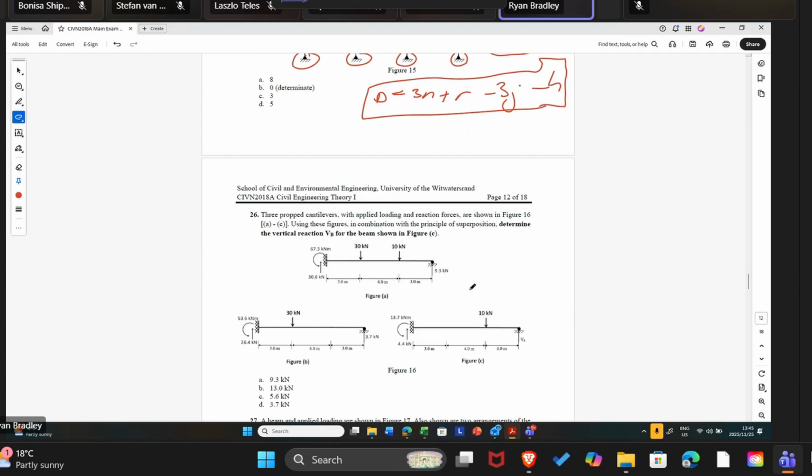Okay, this question here is one that's checking our understanding of the concept of superposition. We have 3 different beams. This beam plus this beam must equal this beam. All right. So that means that any force in this beam over here is simply an addition of the force here and the force here.